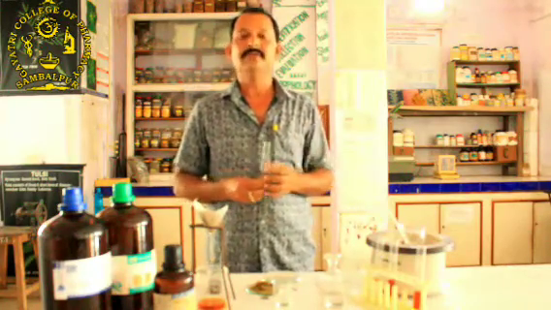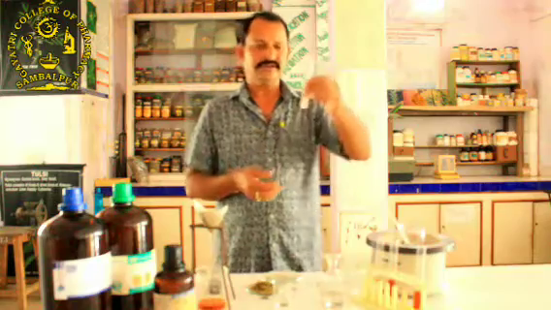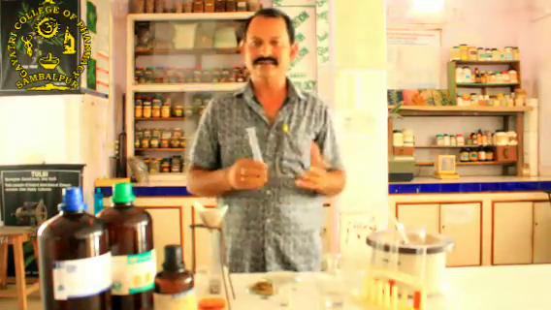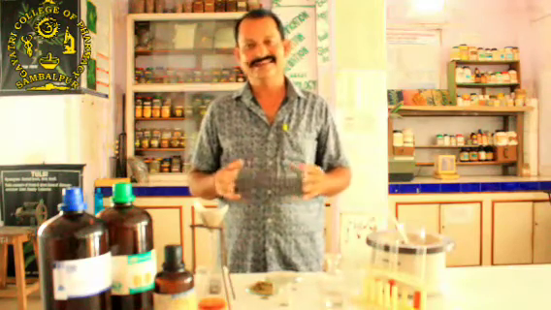So this is all about the identification. Here you can see the clear-cut pink ammoniacal layer that indicates presence of anthracene glycoside in senna.